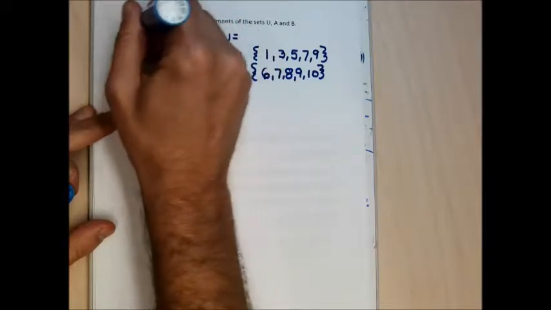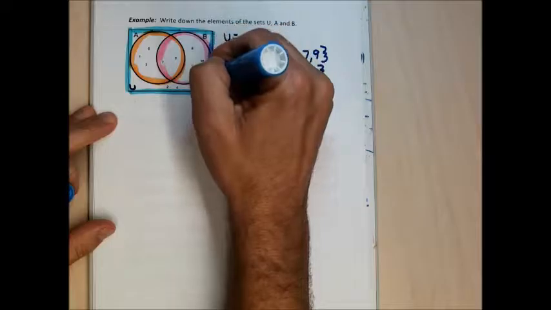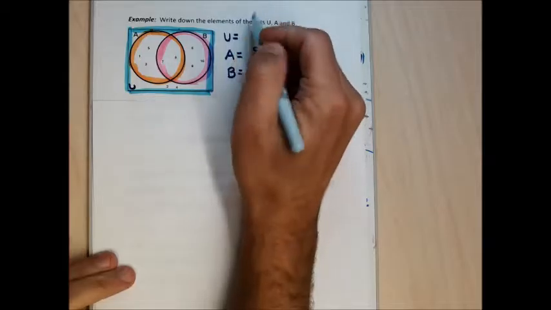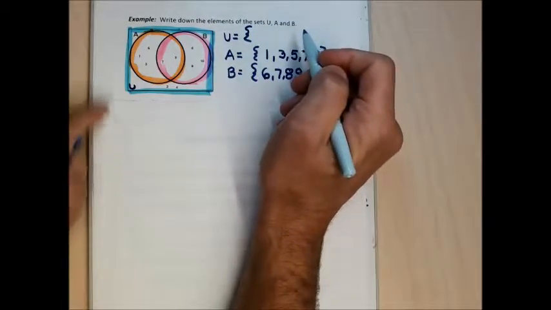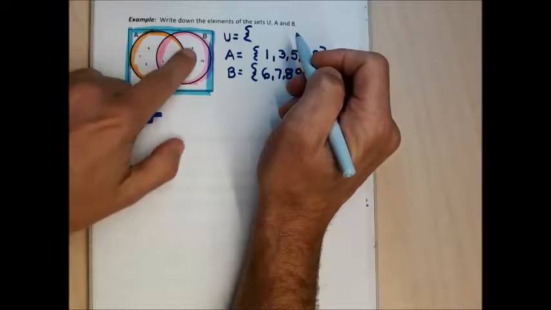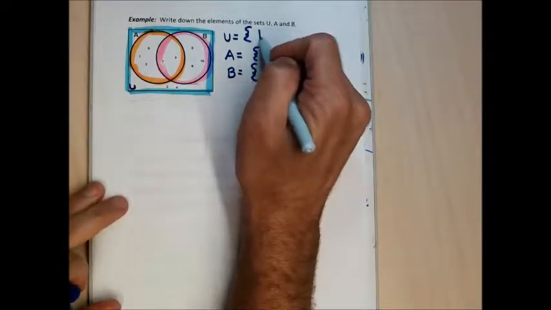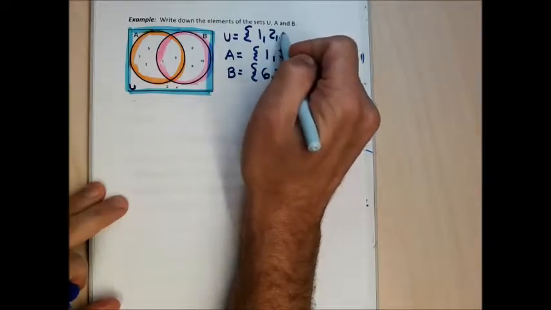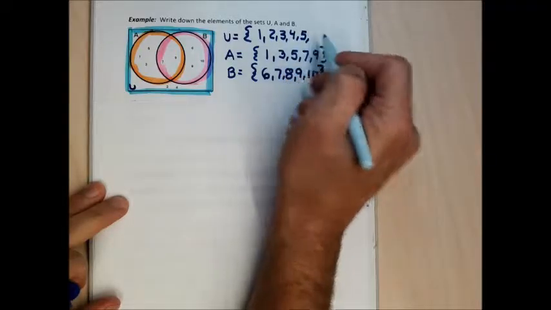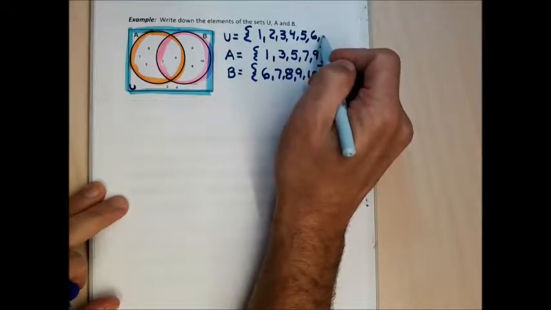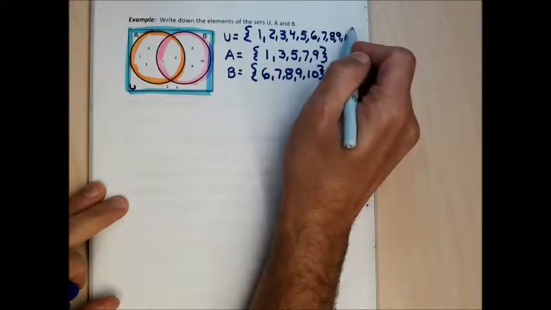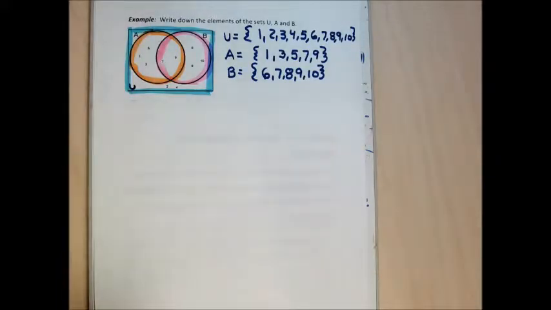And let me just write those numbers down. So I'm going to go through and look at any number that's in this picture, and I'm going to write them in order. So I see a 1, a 2, a 3, a 4, a 5, 6, 7, 8, 9, and 10. The universal set is going to have the numbers 1 through 10. So for this Venn diagram, the three sets that are implied by the Venn diagram are the universal set, the set A, and the set B, and these would be the elements of those sets.